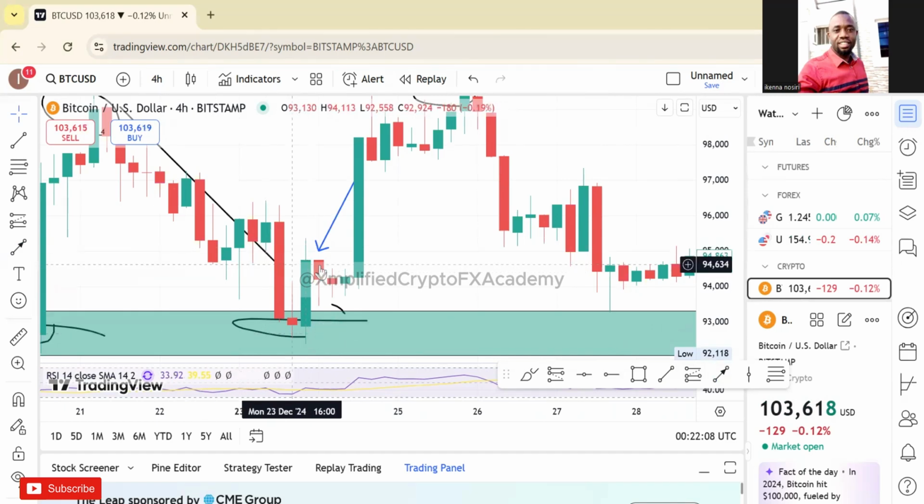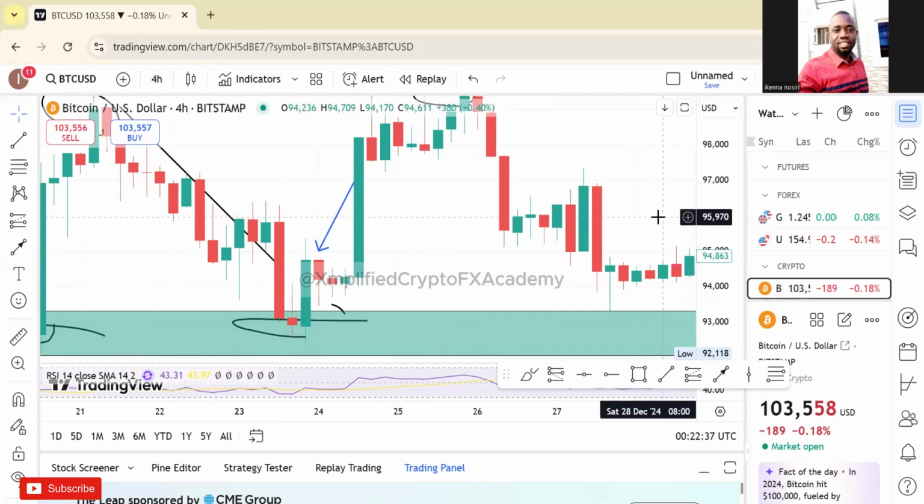Because the closing price here is higher than the previous opening price. This one opened at 93,000, then this one closed at 94, so it engulfed the previous candle. That condition is what made it a bullish engulfing candle.